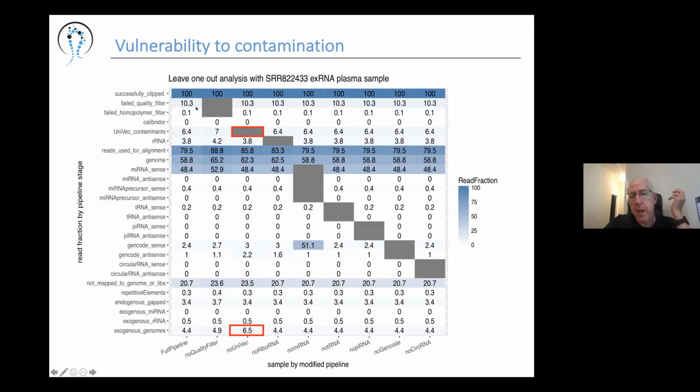So this is, I think, a typical plasma sample. We see most of the reads map to endogenous, the majority being microRNAs and so on. And we get a small fraction of reads, around 4.4%, that end up mapping to exogenous genomes. But if we leave out the step in the pipeline of mapping to known contaminants, then we find a significant increase in the amount of reads that map to these exogenous genomes. So this shows that if one didn't filter out known contaminants, you would potentially misidentify more exogenous genome sequence reads as part of the output than one should correctly identify.